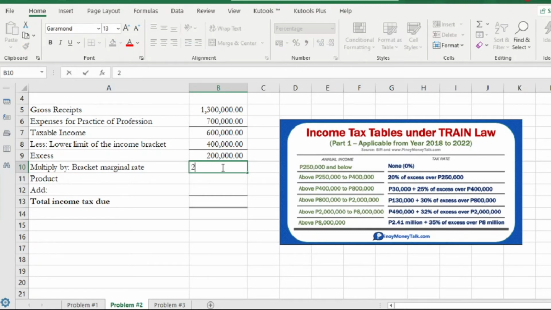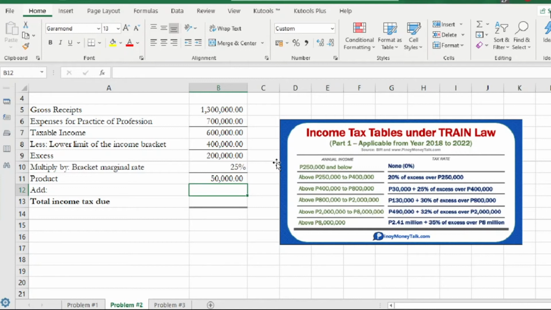So 25% of the excess, multiplied. So the resulting amount would be 50,000. As stated earlier in problem number 1, this 50,000 represents the 25% excess over 400,000.